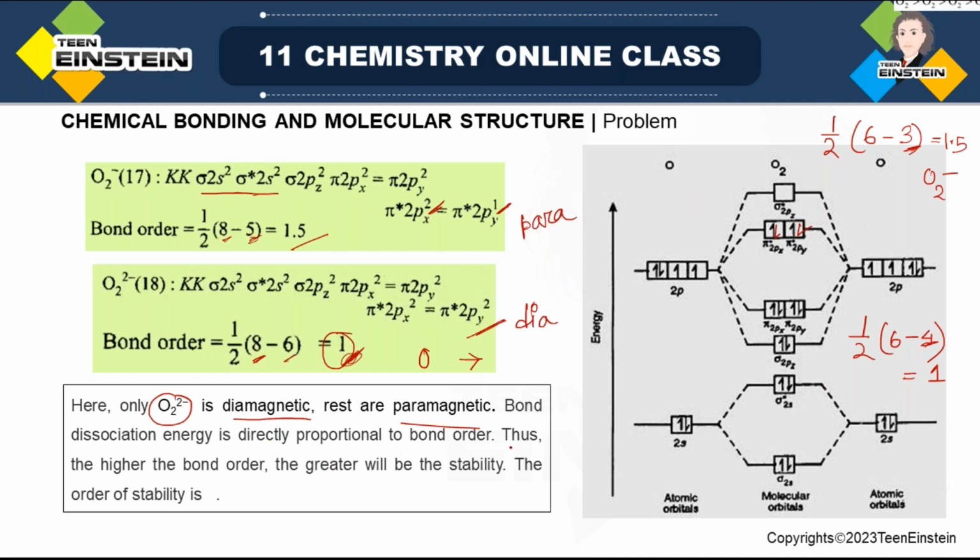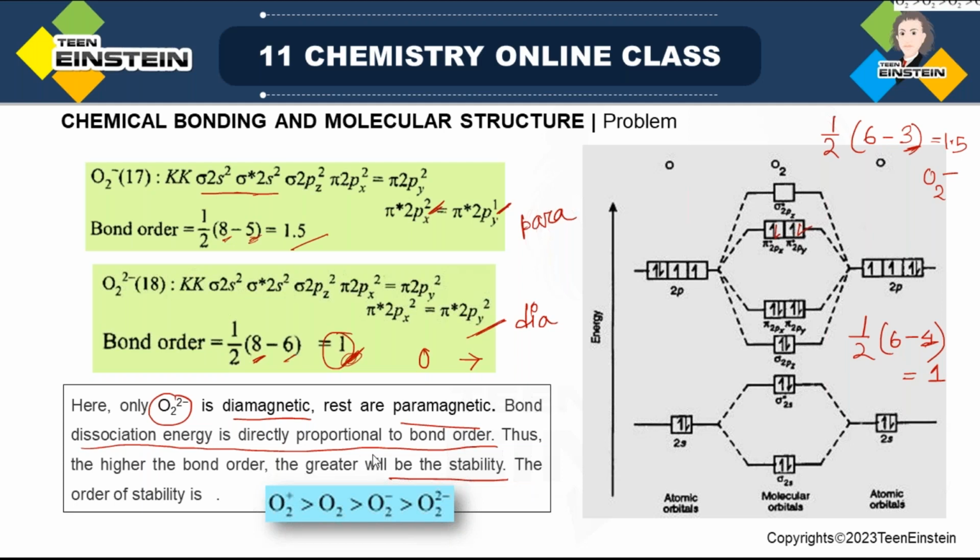And what about relative stability? Because the question is asking to predict the relative stability. Now, bond dissociation energy, we know, is directly proportional to bond order. The higher the bond order, the higher the bond dissociation energy. And as the bond dissociation energy is very high, the molecule will be very stable. So the order of stability will be first O2 plus, then O2, then O2 minus, then O2 2 minus. So this is the order of stability, from max to min.